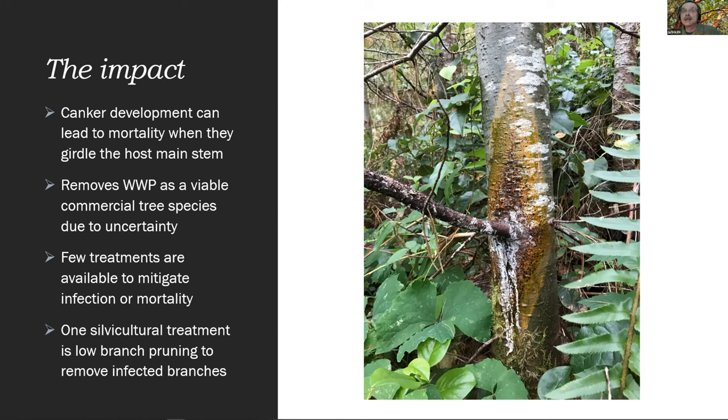There's reluctance on the part of foresters to use this tree in reforestation because of the uncertainty that it will actually survive to a harvestable age. So why plant a tree that's going to have an 80%+ chance of dying before it gets to a useful stage? There are few treatments available to mitigate the infections or any mortality that subsequently occurs. So there isn't a lot of incentive to put these trees back.